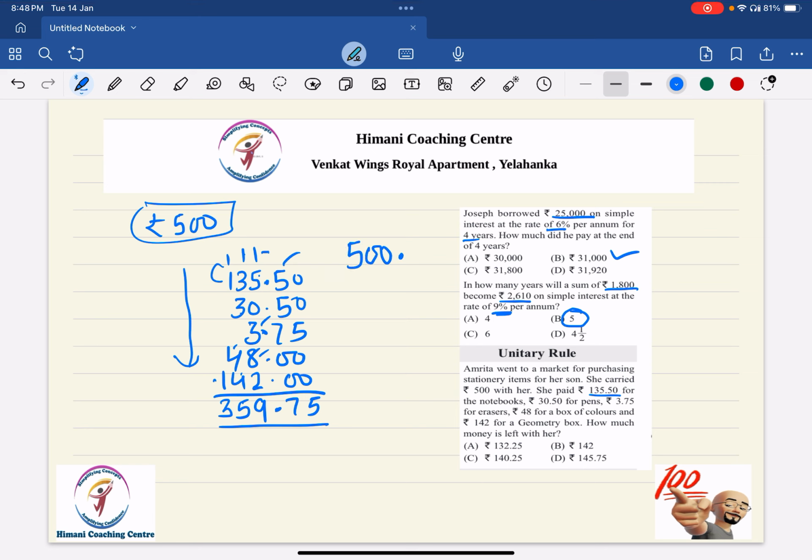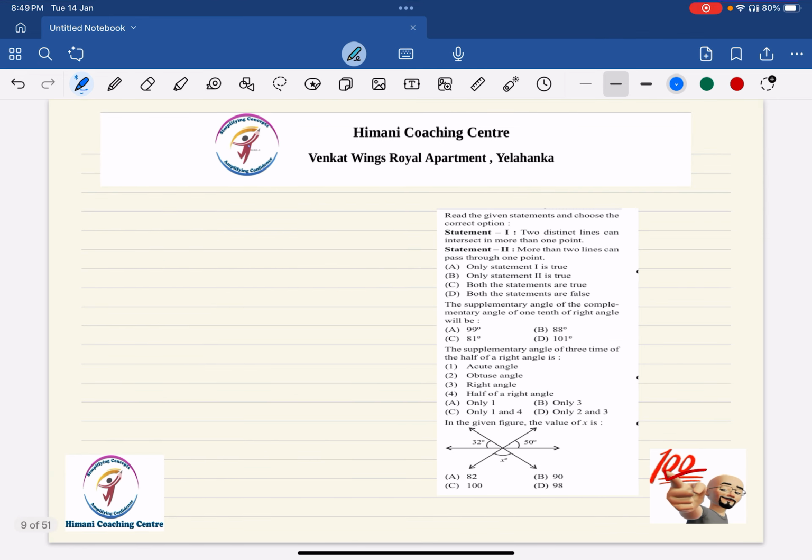So what is the money left with her? 500.00, and we are subtracting 359.75 from that. This becomes 4, then this becomes 10, 9, 10, 9, 10. Now 10 minus 5 is 5, 9 minus 7 is 2, 9 minus 9 is 0, 9 minus 5 is 4, and 4 minus 3 is 1. So she is left with 140.25.